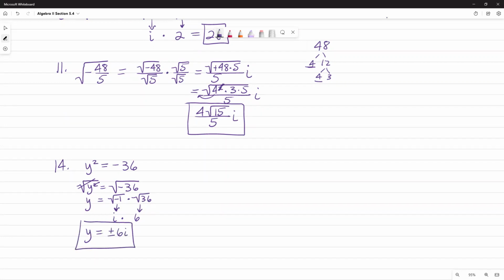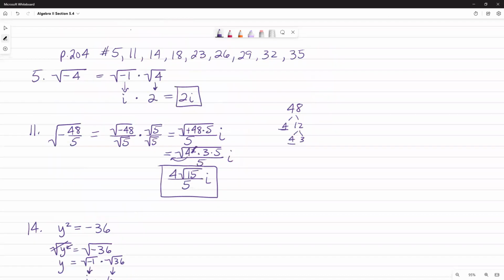Now we have to have that plus or minus in front of it because it's representing a variable. And that variable could be the positive version or the negative. Okay, 18.